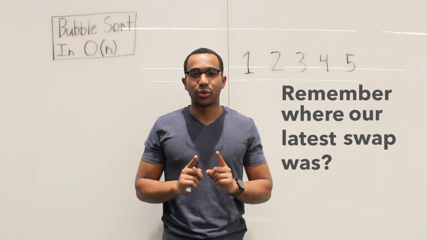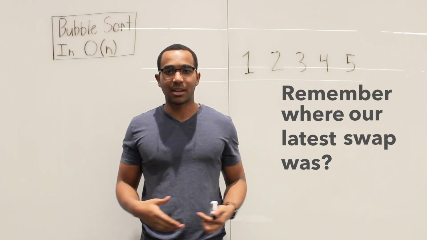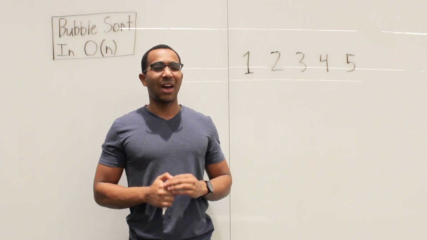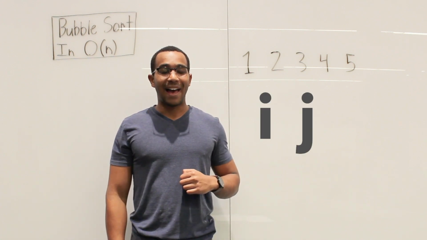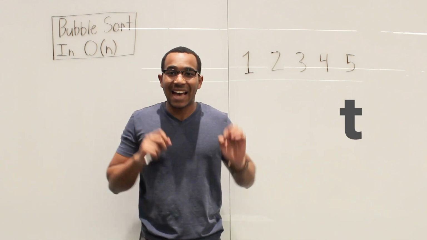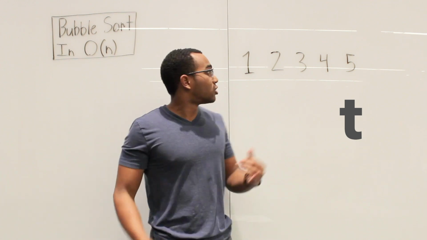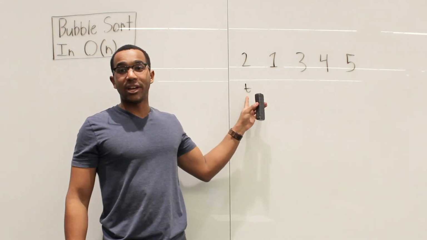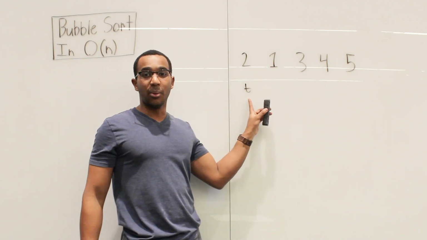So let's do a quick walkthrough of what this would look like, and then I will explain the real understanding behind it and why it does what it does. So what we're going to do is we're going to have an I, we're going to have a J, and we're going to have a T. The T stands for the last position that we did a swap at. So if I swap 1 and 2, then I'm going to have T point to the left side of the swap. So if I swapped 1 and 2, T would be pointing right there.